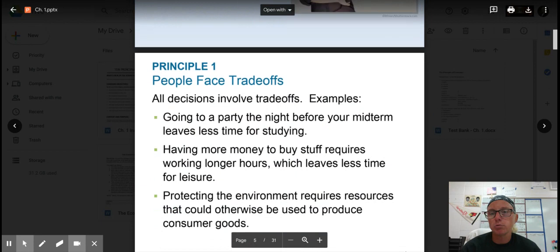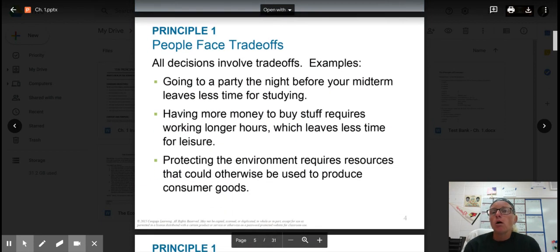All right, so principle number 1, people face trade-offs. All decisions involve a trade-off. If you're trying to figure out, should I watch Netflix tonight, or Outer Banks on Netflix, Pogue Life, or should I study for a test? Well, you're going to have a trade-off.